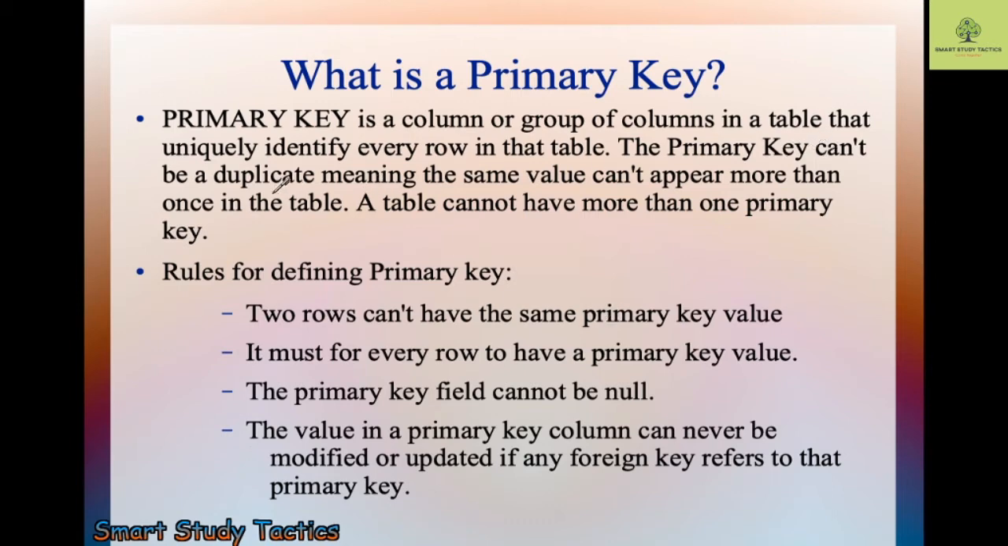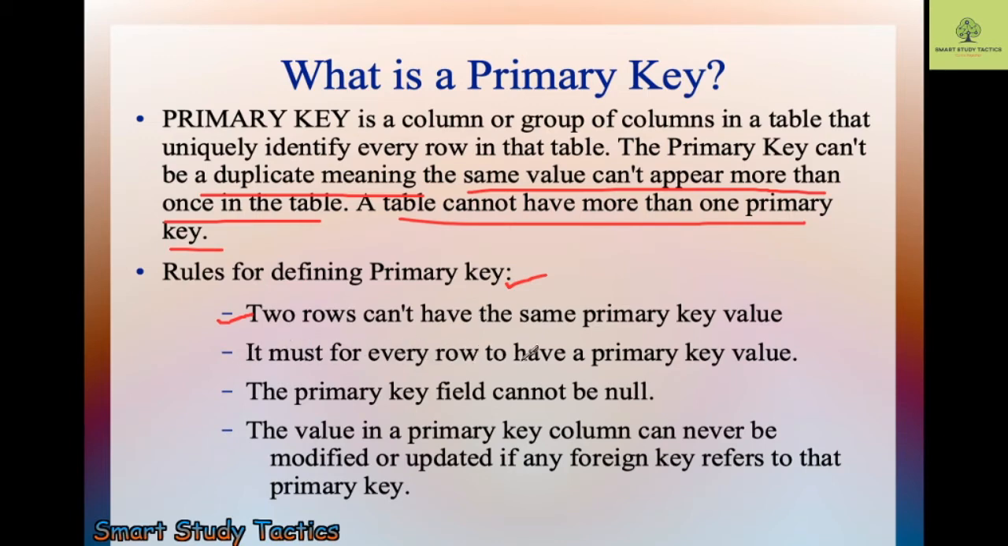The primary key cannot be duplicate, meaning the same value cannot appear more than once in a table. A table cannot have more than one primary key. When you are designing a table, only one key can be the primary; the rest can be alternate, but you only have to think about the primary. The rules for defining a primary key are that it should be unique. Two rows cannot have the same primary key.